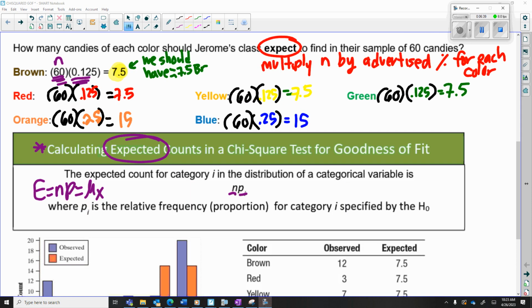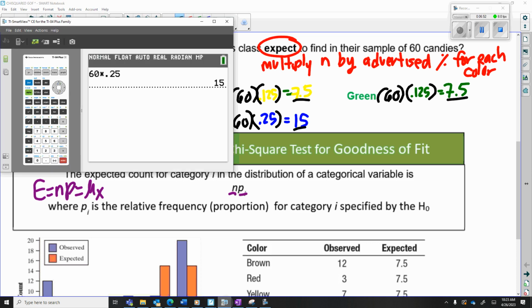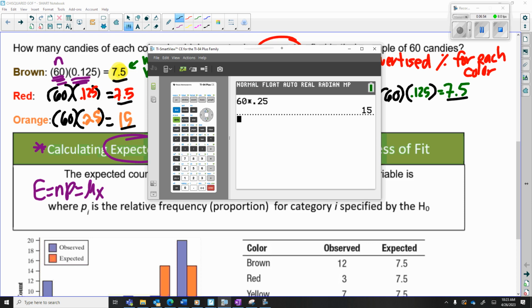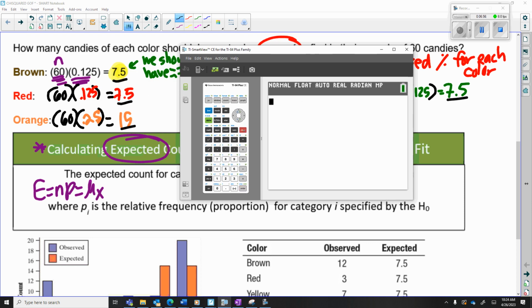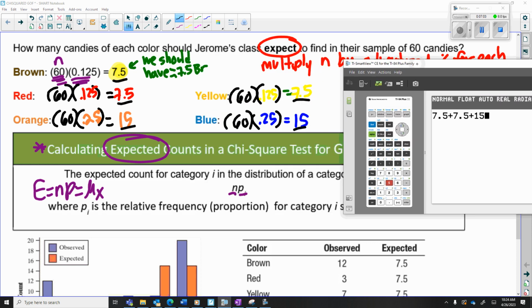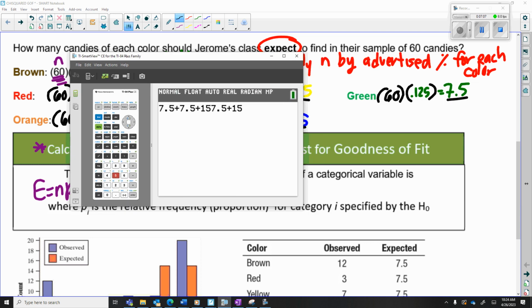So I got my expected counts for brown, red, orange, yellow, blue, and green, and they're listed up top here. I have 7.5, 7.5, 15, 7.5, 15, and 7.5. So if I were to add all of those together, I should get the expected total, which is 60. 7.5 plus 7.5 plus 15 plus 7.5 plus 15 plus 7.5. This should equal the total in the sample, which is 60.